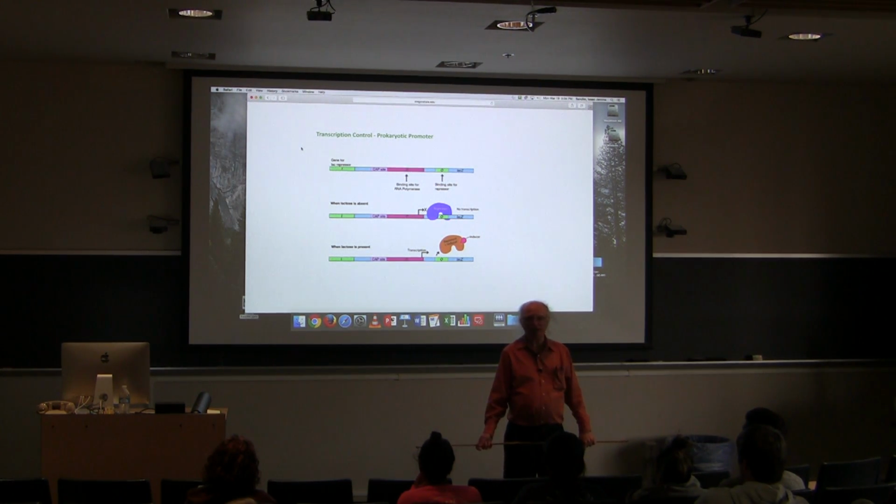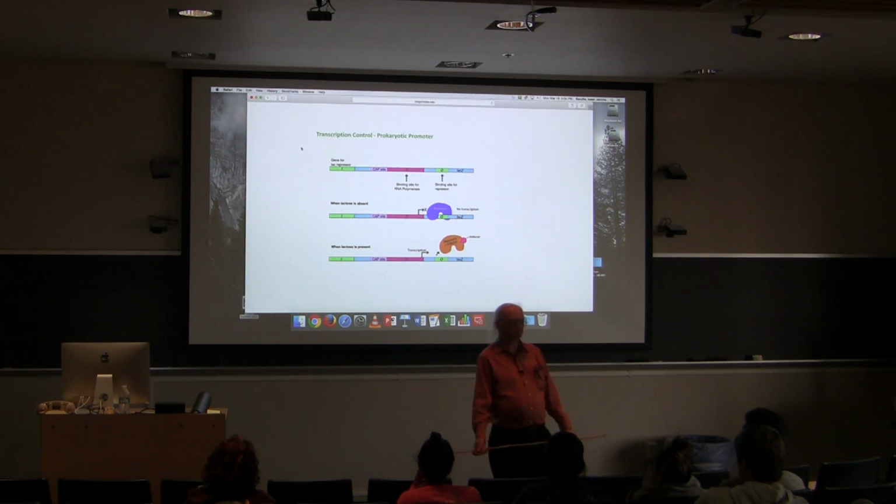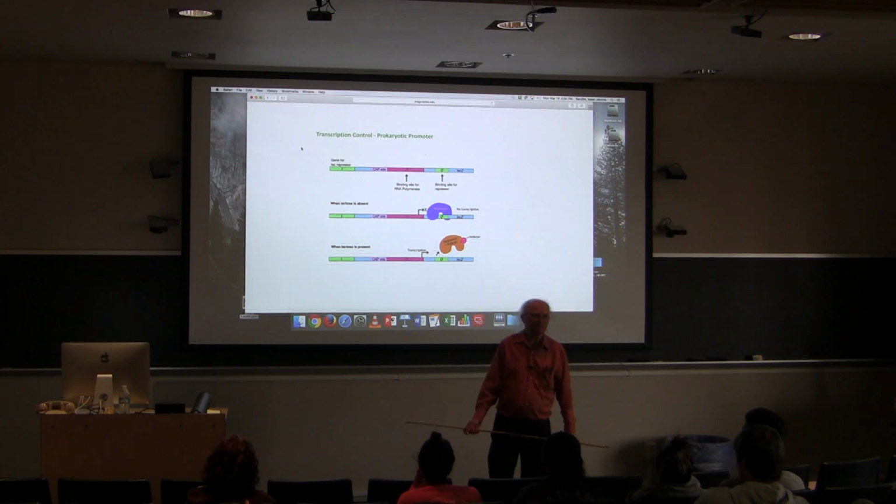But the function of the lac promoter is just like any other promoter, to have a place for the RNA polymerase to bind and transcription to begin. Long answer to a short question.